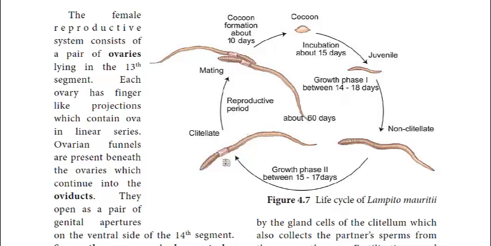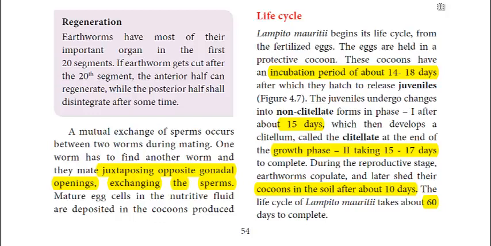From one mature earthworm to another mature earthworm, it takes 60 days. Okay? Yeah. So with this we are completing the physiological aspects of earthworm, and next class we will start with cockroach.